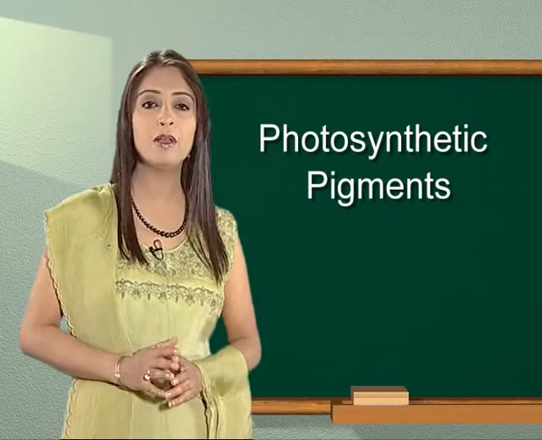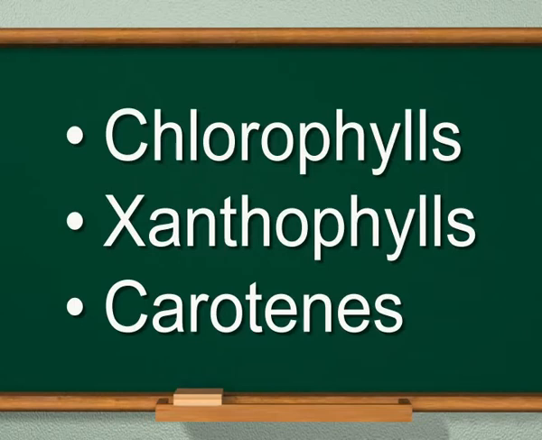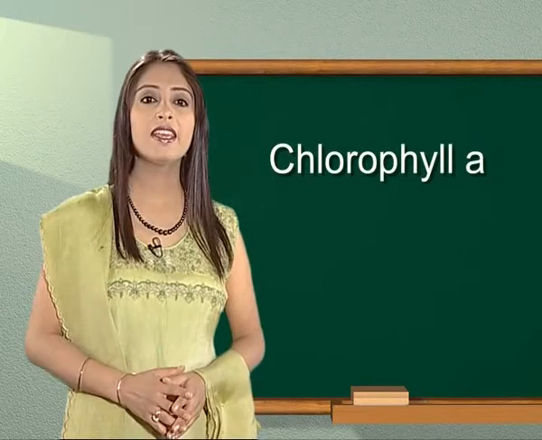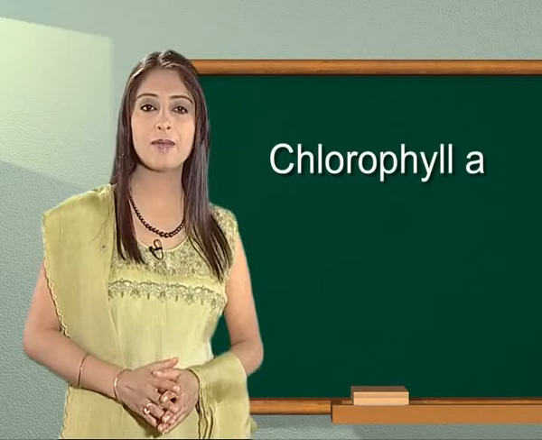There are different types of photosynthetic pigments present in plants. These are chlorophylls, xanthophylls, and carotenes. Chlorophyll A and chlorophyll B are the two common photosynthetic pigments. Chlorophyll A is the green pigment common to all photosynthetic cells. It is the main photosynthetic pigment in all organisms except bacteria. It is a bluish green pigment.